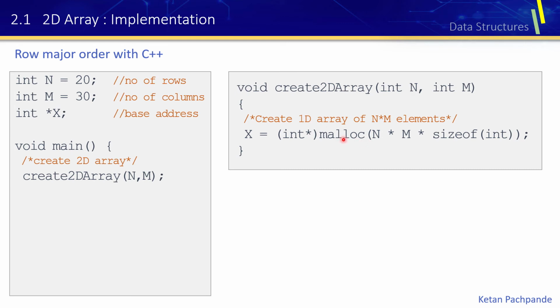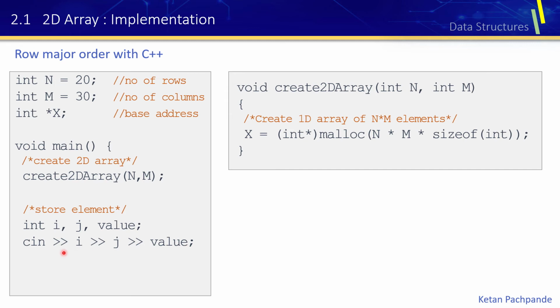With the help of malloc, I allocate all the bytes that are required to store these 600 elements and capture the address of the first byte, which is stored in x. Let's assume that x is a global variable I have taken here. Now let's say I take input from the user: which element you need to store and what value you need to store. So I'm asking the user to give me the row number, that is i, the column number, that is j, and at this row and column what value you want to store.